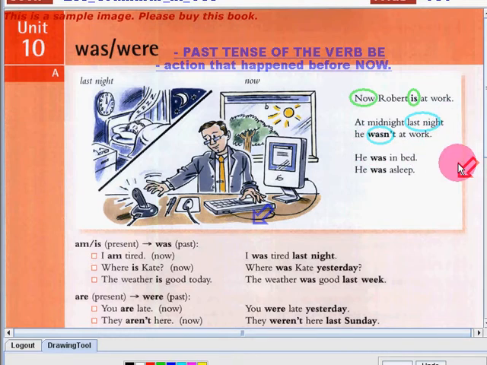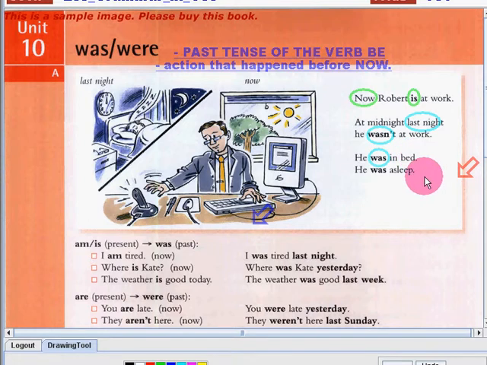Now, let's go on to another sentence. He was in bed. As you can see, again, we use the past tense, the verb was. Why did we use the word was in this sentence? Because it happened already in the past. Now, it's already morning for Robert, and of course, he was in bed last night. So the action is already in the past.